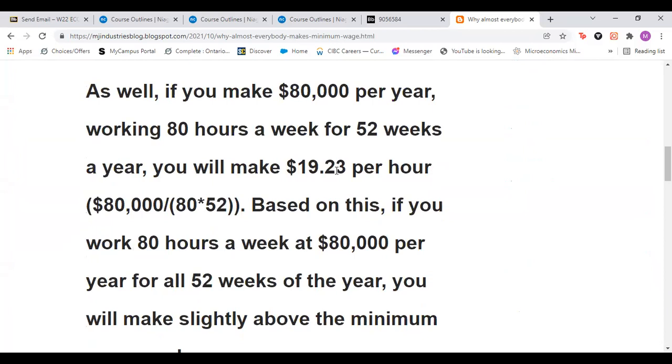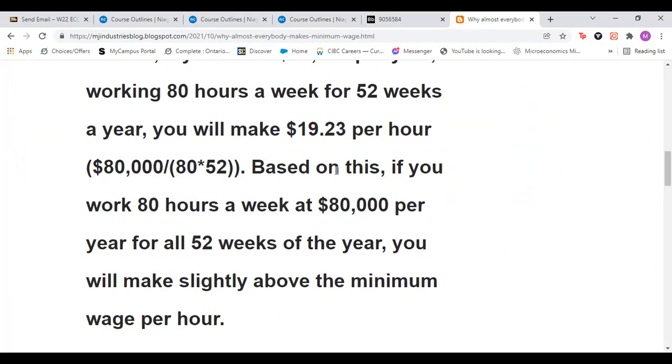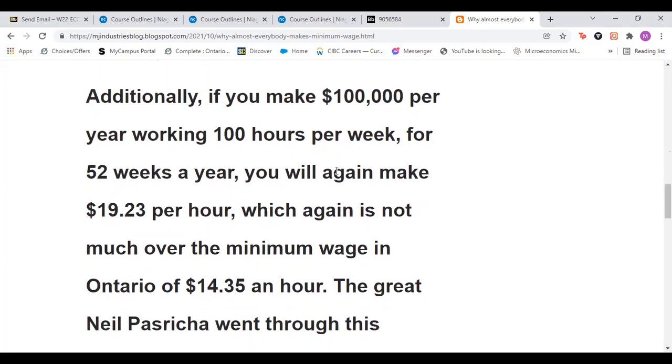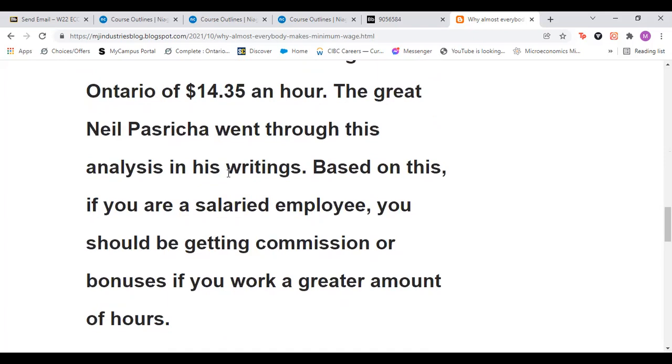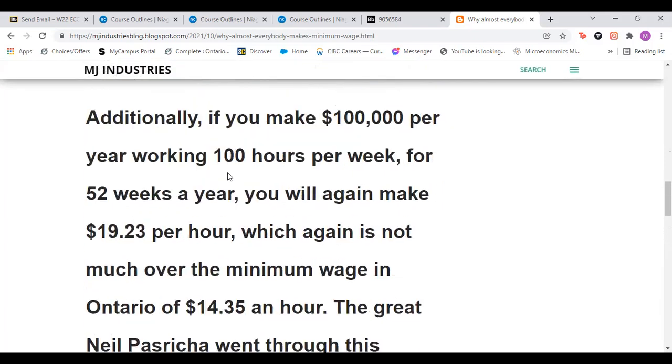And then if you make $80,000 a year, working 80 hours a week for 52 weeks a year, you'll make $19.23 per hour. So that's only slightly above the minimum wage. And then investment bankers in Toronto, a lot of them make $100,000 a year, but a lot of them work 100 hours per week. So if you did the breakdown, they'd be making only $19.23 per hour. So there's not a lot of incentive to being a salaried employee because the person who owns the company is taking everything above what salary they're paying you.